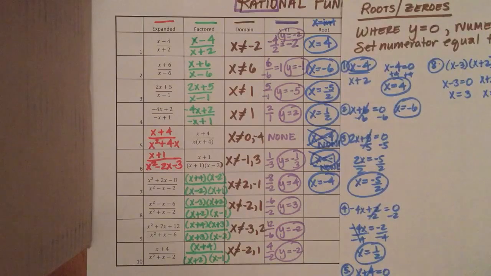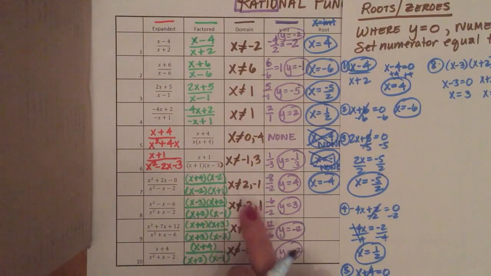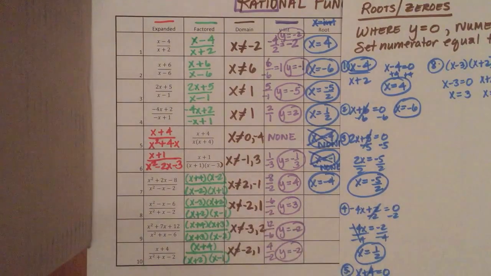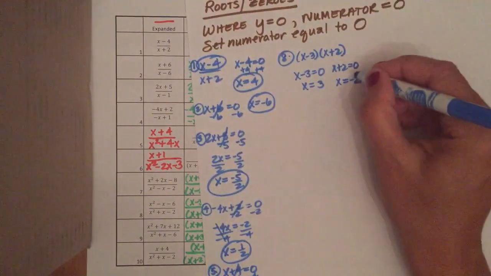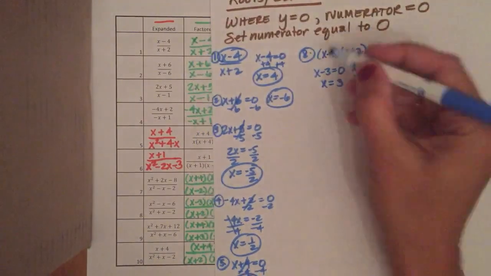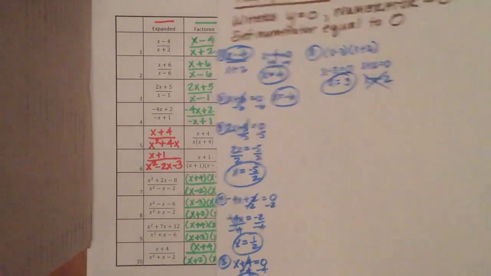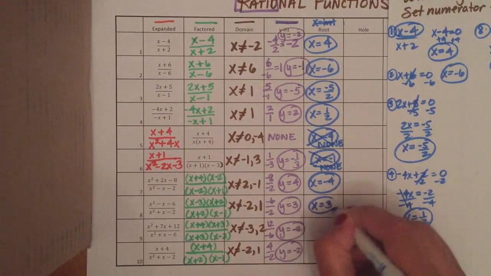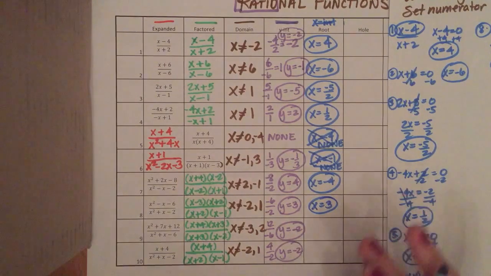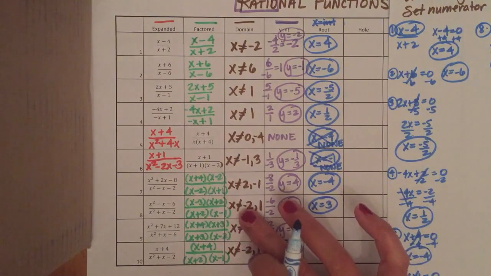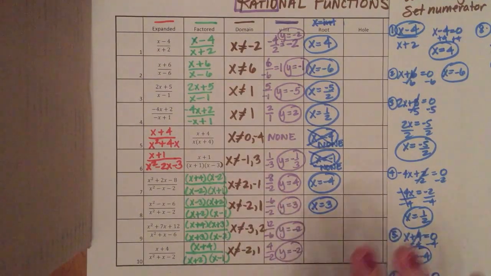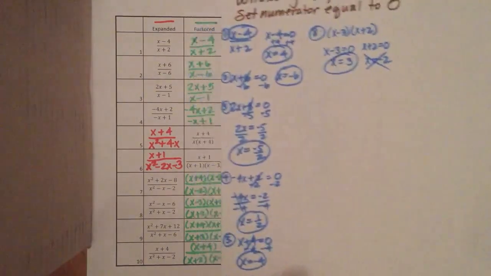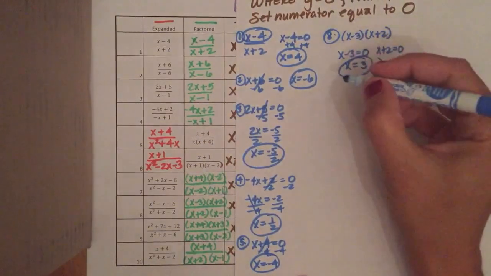Well, let's look down here at our domain for number 8. What can x not equal? -2. That means that this cannot be a root. However, 3 can be, because 3 is in the domain. So x is 3. Again, you're checking. We have numbers that don't end up in the domain. If they are not in the domain, they cannot be a root. They cannot be an intercept. So let's look at number 9.